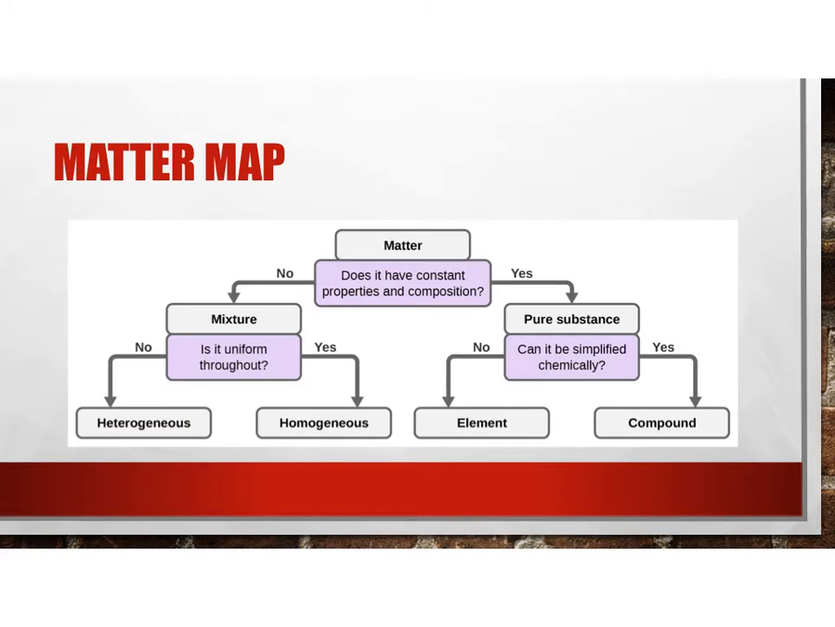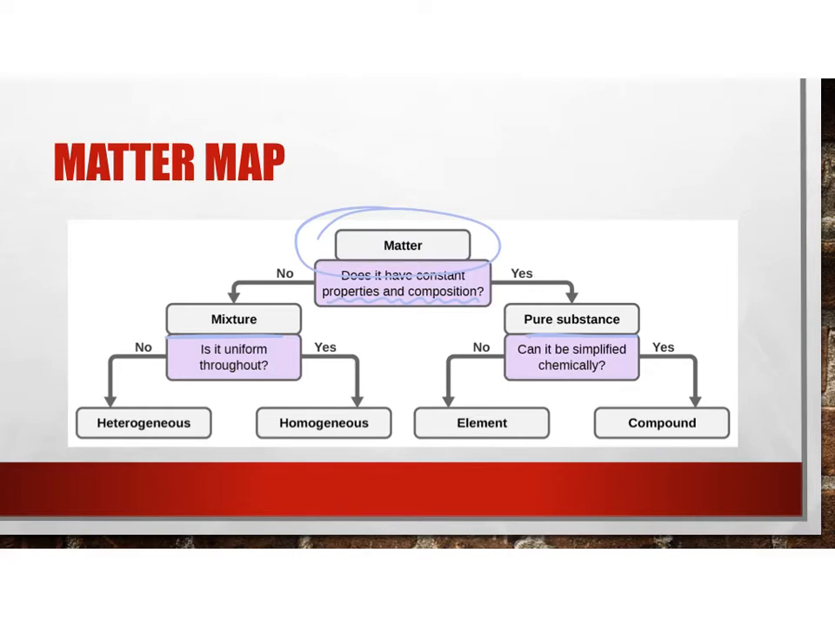All right, here is the matter map that we discussed on the previous slide. So at the very top, we have all of our matter, and that's broken down into two major categories, either mixture or pure substance. A mixture is something that does not have constant properties in composition, and a pure substance does have constant properties in composition.